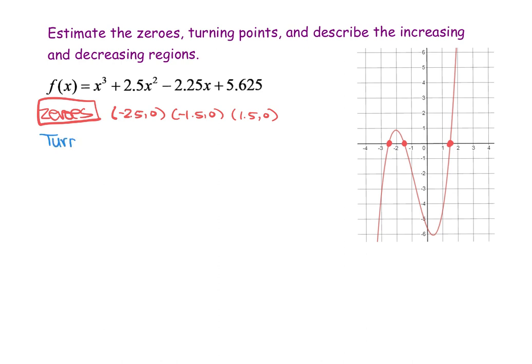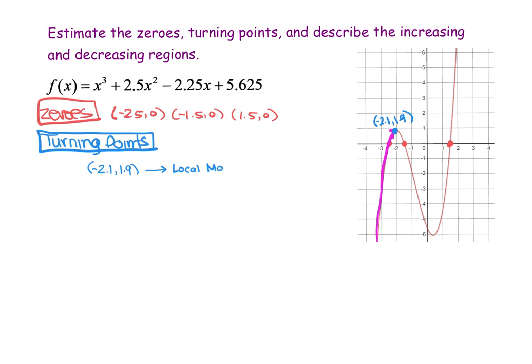Now, the next thing we need to find are our turning points. I'm going to find my turning points and my increasing and decreasing regions together. Remember that we're always going to start on the left-hand side of the graph. Here in purple is where the graph is increasing, and then we hit a turning point just shy of negative 2. I'm going to estimate that this point is negative 2.1 for x and a positive 1.9 for y. It doesn't have to be perfect. Again, these are just estimates, but that's what I'm estimating by looking at the graph. Now, because this point is higher than all of the points locally around it, this is a local maximum point.